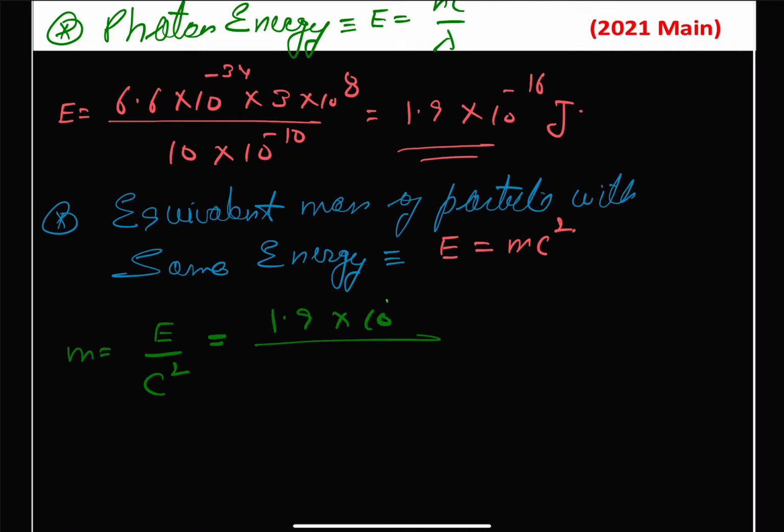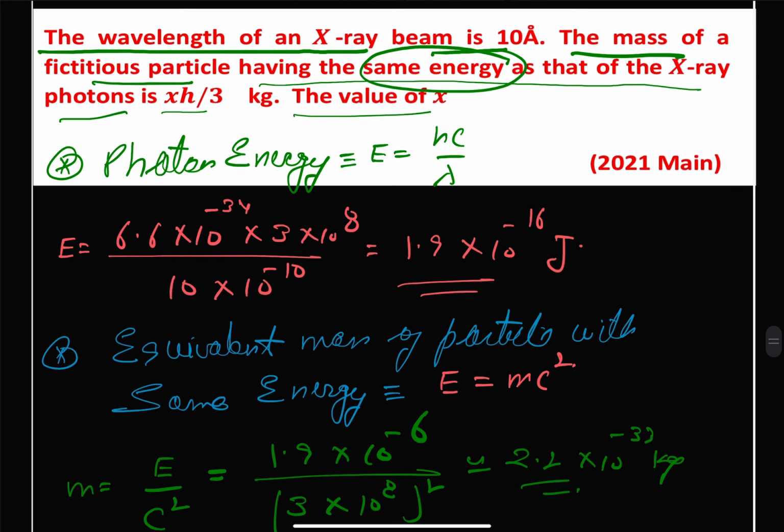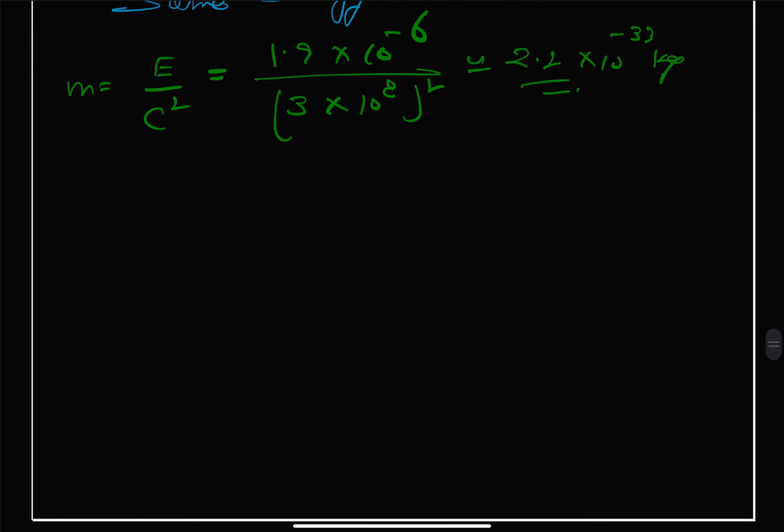So this will be coming as 1.9 into 10 raised to power minus 16 over 3 into 10 raised to power 8 whole square, approximately equal to 2.2 into 10 raised to power minus 33 kg. Now this mass is said to be xh/3. So we can equate them. We can say the given formula for mass, xh/3, will be equal to 2.2 into 10 raised to power minus 33. And we are supposed to find out the value of x.